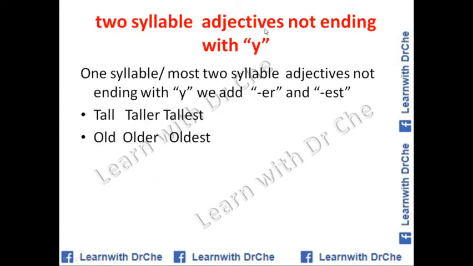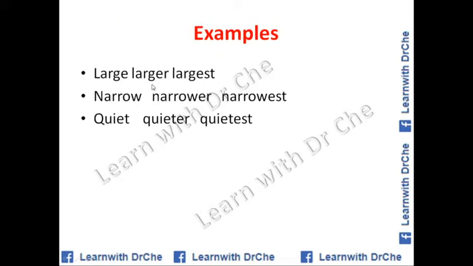Two syllable adjectives not ending with y. Most one syllable and most two syllable adjectives not ending with y, we add er or est. This is the common regular comparatives. Tall, taller, tallest. Old, older, oldest. More examples are large, larger, largest. Narrow, narrower, narrowest. Quiet, quieter, quietest.